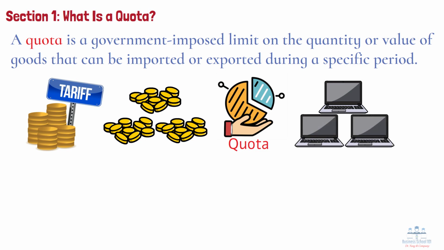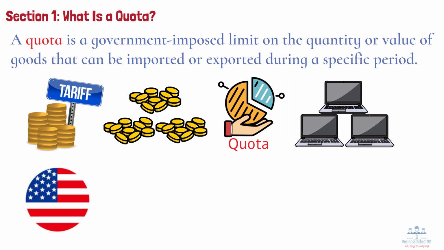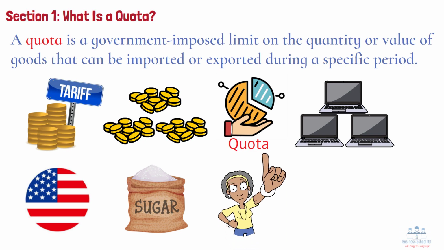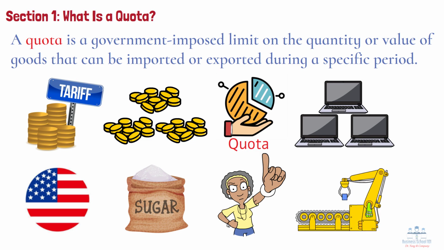For example, suppose the U.S. sets a quota allowing only 1 million tons of sugar to be imported annually. Once this limit is reached, no more sugar can be brought in, regardless of demand. This keeps domestic sugar producers from facing too much foreign competition.